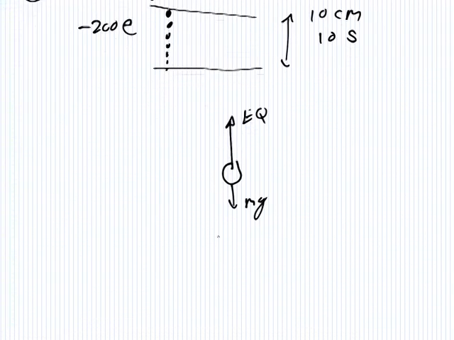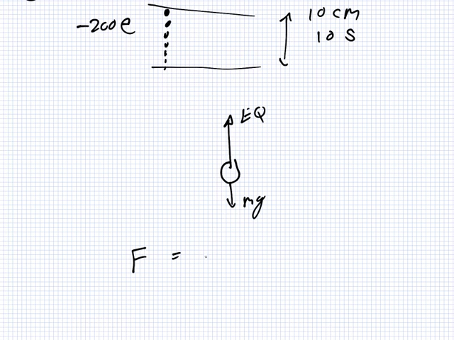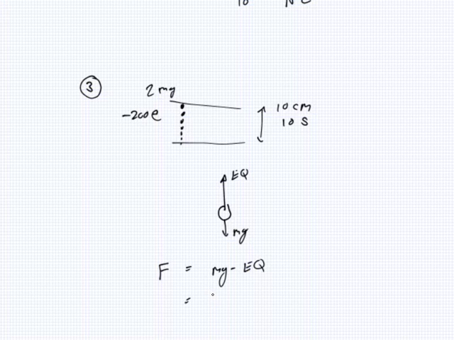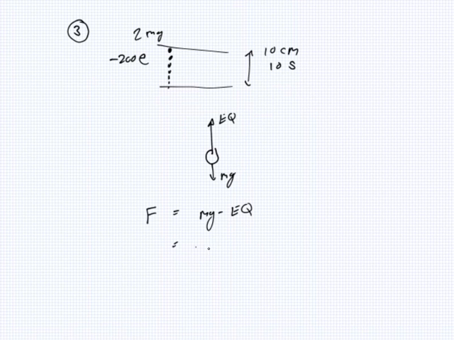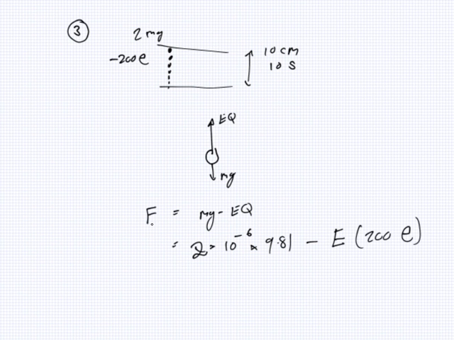Okay? So the total force is mg minus EQ. What did I say the m was? 2 milli. So that's 2 times 10 to the minus 6 kilograms times 9.81 minus, now is the E what I want? Yeah, E times 200, whatever the E was, we'll put that in. The F, do I know the F? No, but I do know it's equal to MA, and I could know the A because of this.